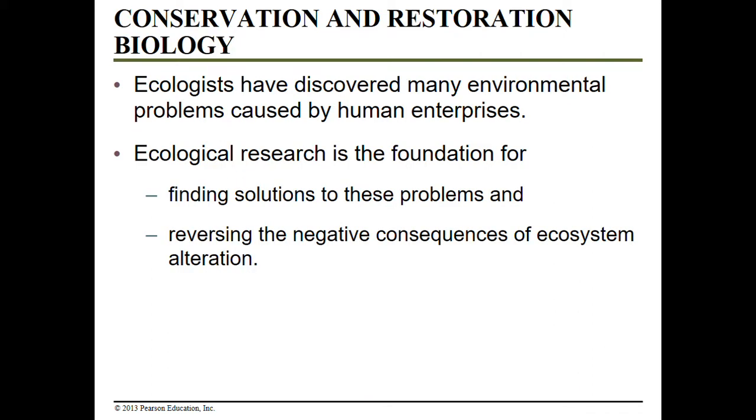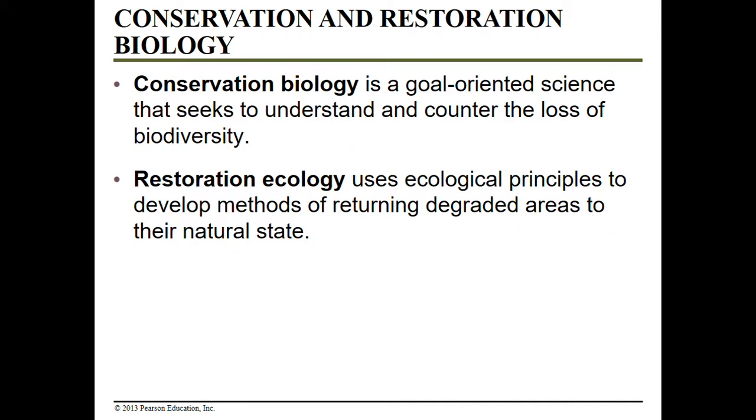So what can we do after things have gone poorly? This is where conservation and restoration biology comes in. Ecosystems have been altered, and we're definitely to blame. This is all due to human enterprises. So we're making efforts to find solutions and reverse the negative consequences of ecosystem alteration. Conservation is all about understanding and making sure that nothing gets worse. So understanding what's happening and trying to conserve it. Whereas restoration is an active role in finding solutions and reversing the issues.